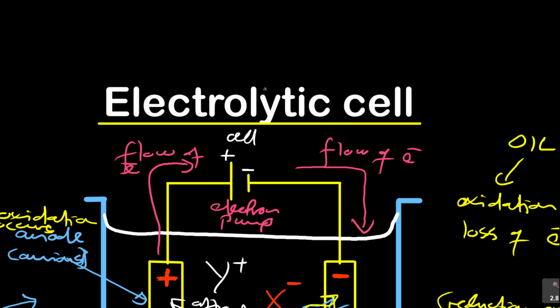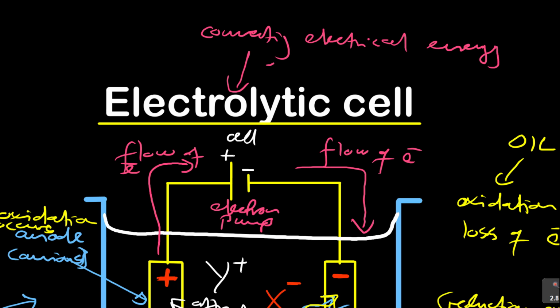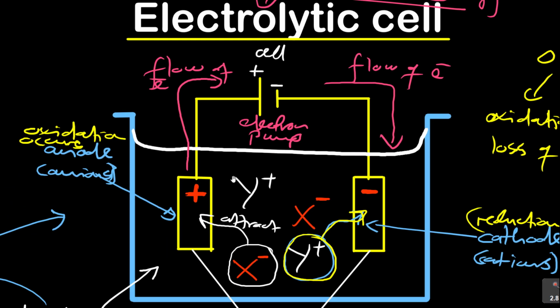Repeating again, why is it called an electrolytic cell? Because it is converting electrical energy into chemical energy, or causing chemical reactions. So this is basically what we talk about as an electrolytic cell.